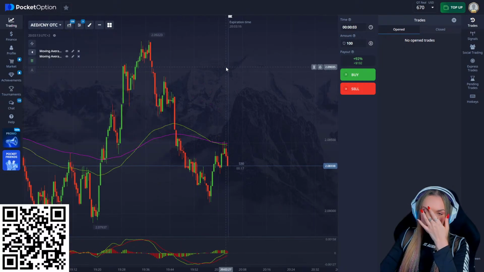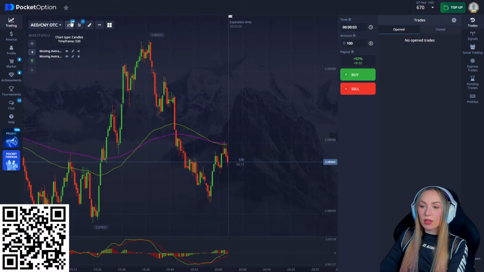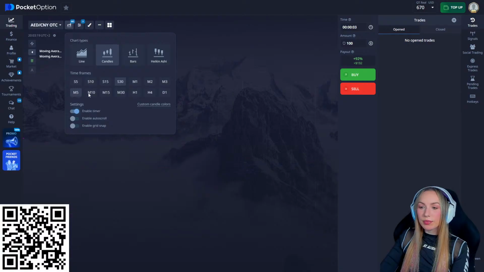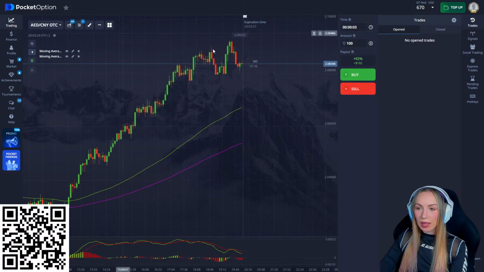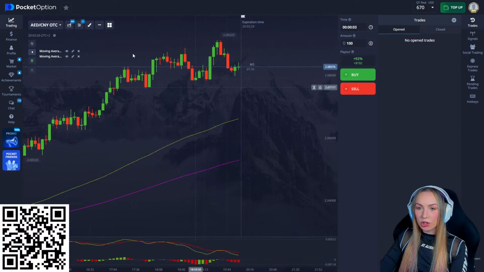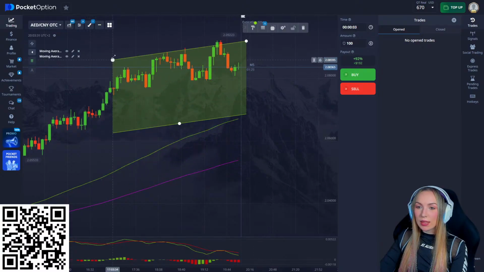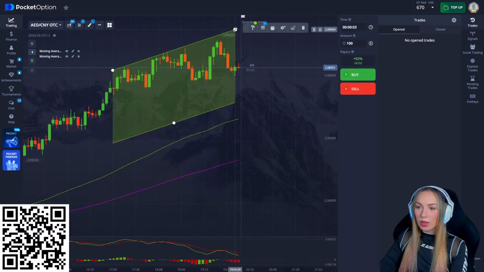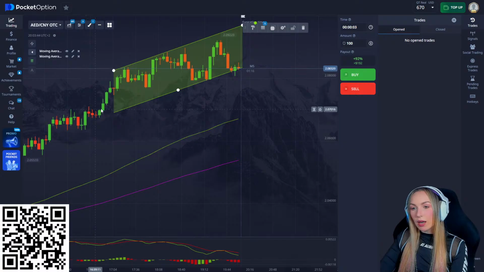We have AED, CNY, the first chart, the first currency pair. I'm opening the trades on 30 seconds, and I'm checking the chart on 5 minutes time frame. And I see that AEDCNY is moving in the upward parallel channel. And actually here is forming the signal to open the trade in the upward direction.